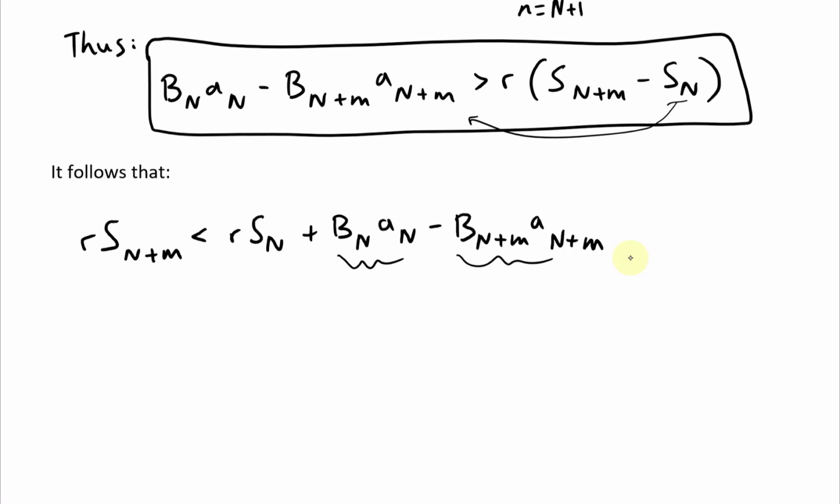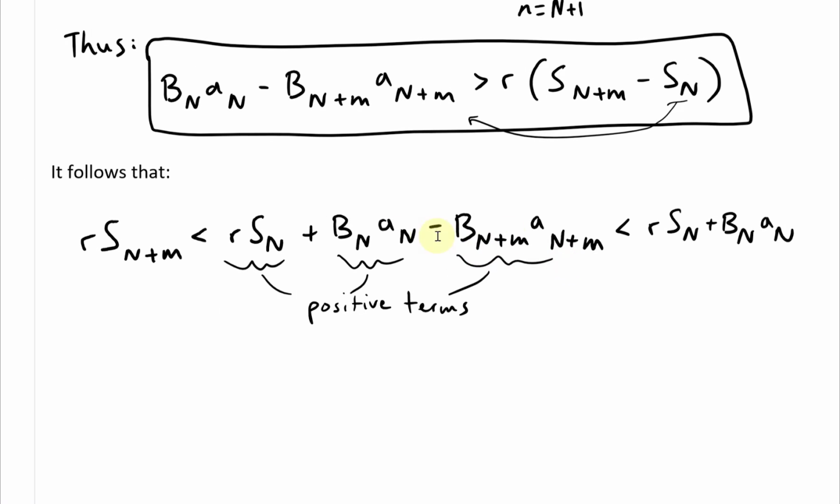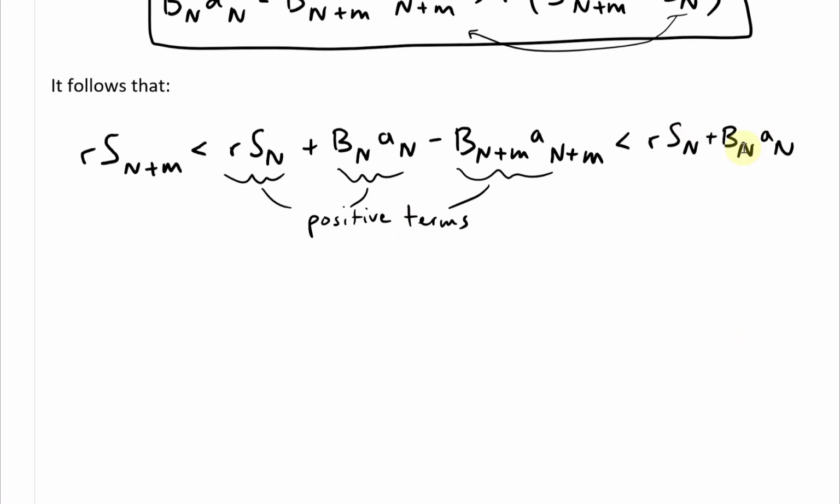So in other words, I'll just put it like this. This, and this, these are all positive terms. That means when we're subtracting a positive term, if we remove that, this is going to be less than if we weren't subtracting. So less than r times S_N plus b_N a_N. And in fact, it doesn't matter if these are positive. This one is the only one that matters, because when you're subtracting, even if these are negative, these will just be more negative. Alright, so this is going to be less than this right there.